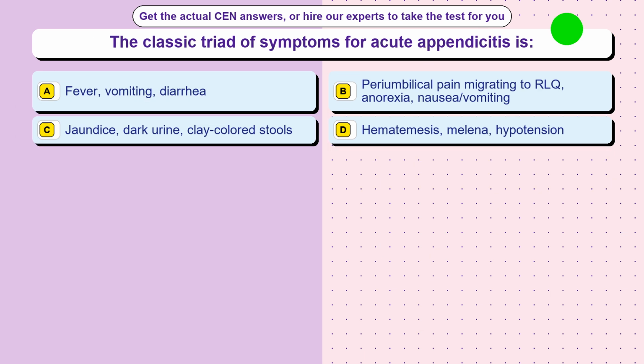Question 60. The classic triad of symptoms for acute appendicitis is Option A, fever, vomiting, diarrhea. Option B, peri-umbilical pain migrating to RLQ, anorexia, nausea/vomiting. Option C, jaundice, dark urine, clay-colored stools. Option D, hematemesis, melena, hypotension.